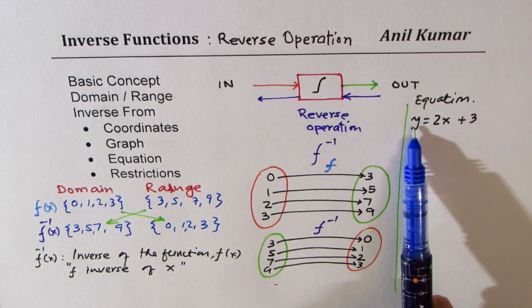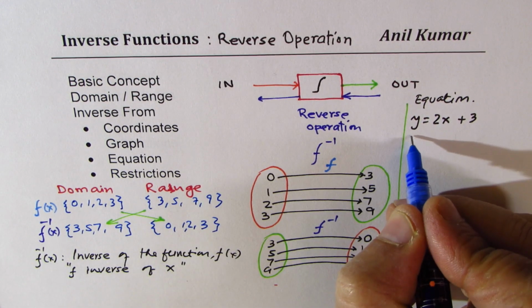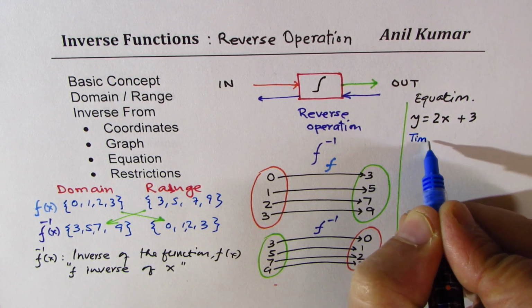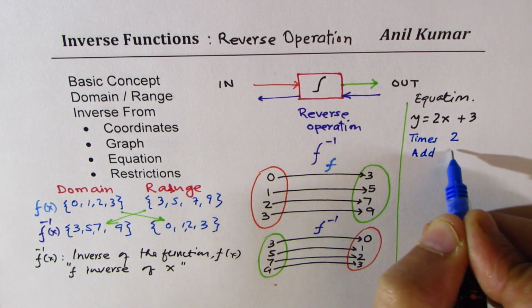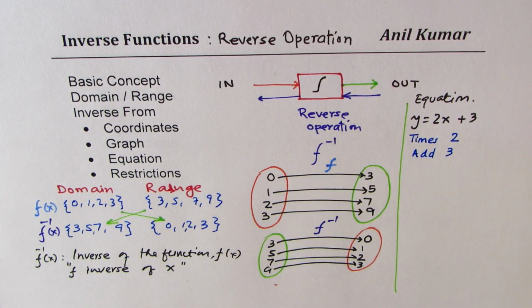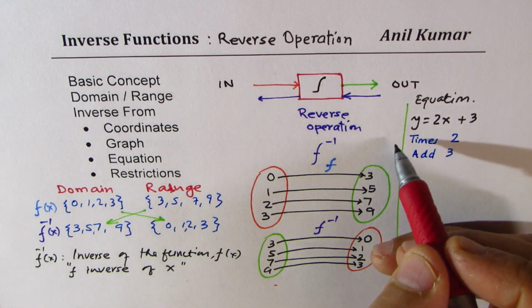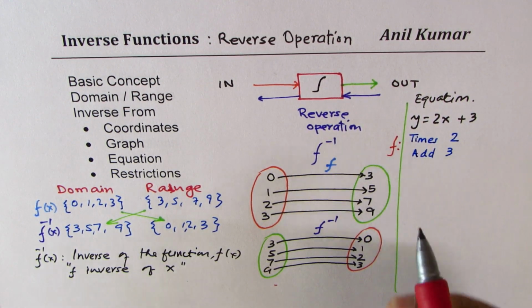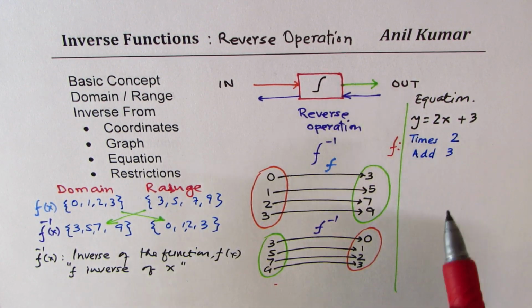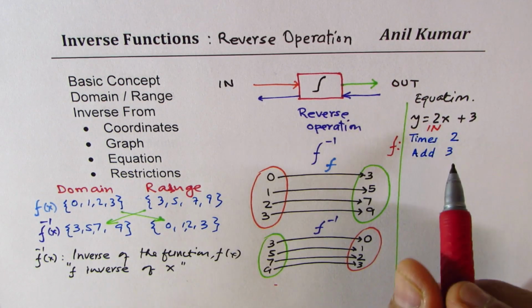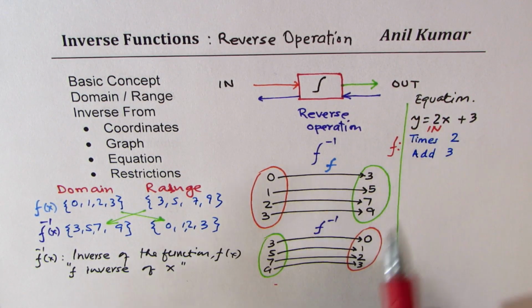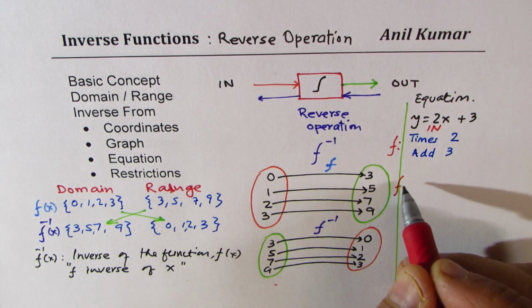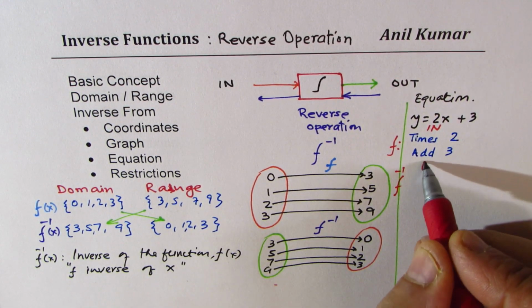Now, the meaning of this equation is to take x, times 2 and add 3. That is what it means, right? So if you look into the function, it really means that to any input, you multiply it by 2 and then add 3. So what is going to be the inverse or reverse operation?